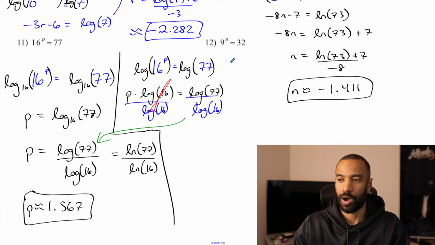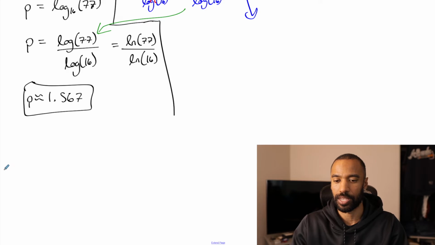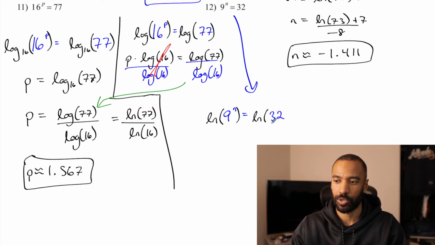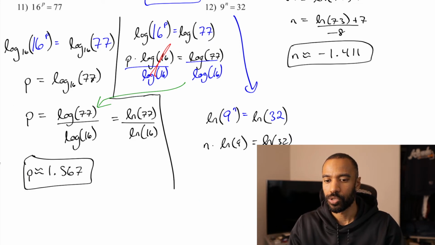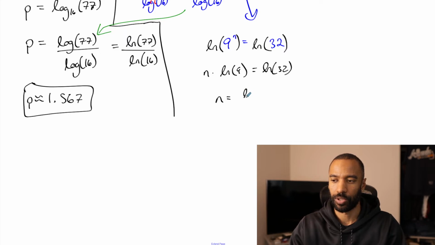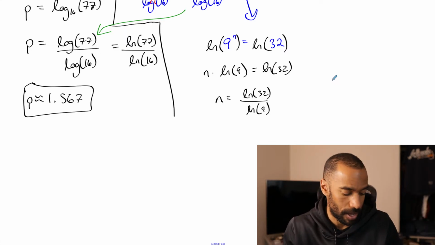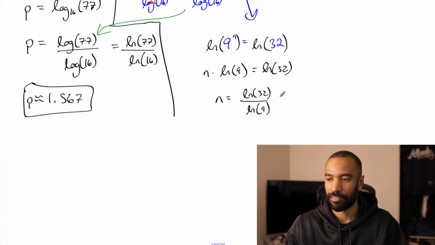Okay, so we're going to go on and move on to number 12 here, and I'm going to be doing that same stuff. I have 9 to the n power equals 32. So I'm going to go ahead and log both sides. I guess right here I'll just say natural log. I'm going to natural log both sides here, and that'll leave us with n times natural log of 9 equals natural log of 32. So to solve for n, we'll divide both sides by natural log of 9, and do natural log of 32 over natural log of 9, which of course is the same as log of 32 over log of 9. If you don't believe me, try it for yourself. But natural log of 32 over natural log of 9 gives me 1.577.